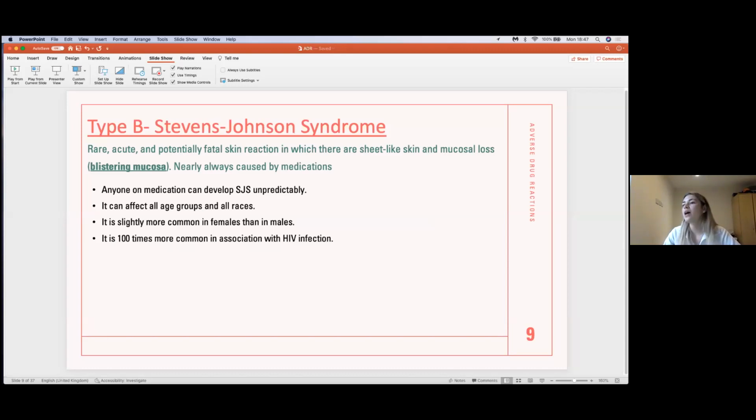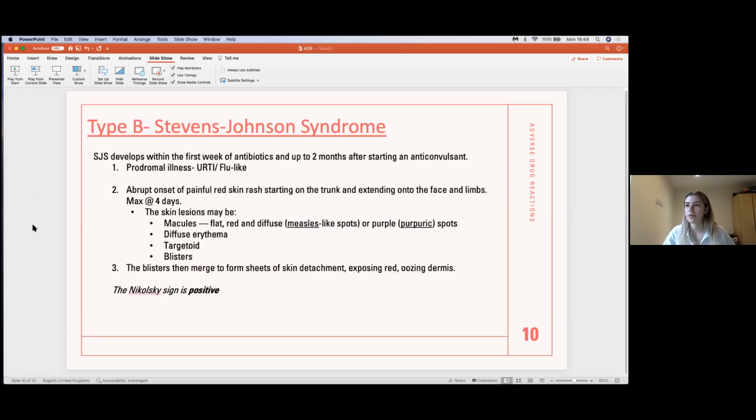So anyone on a medication can develop Stevens-Johnson syndrome. It can affect all age groups and all races. It's slightly more common in females than males, and it's also 100 times more common in association with an HIV infection. So how does this present? So there's a timeline of events that could make you think this could be Stevens-Johnson syndrome.